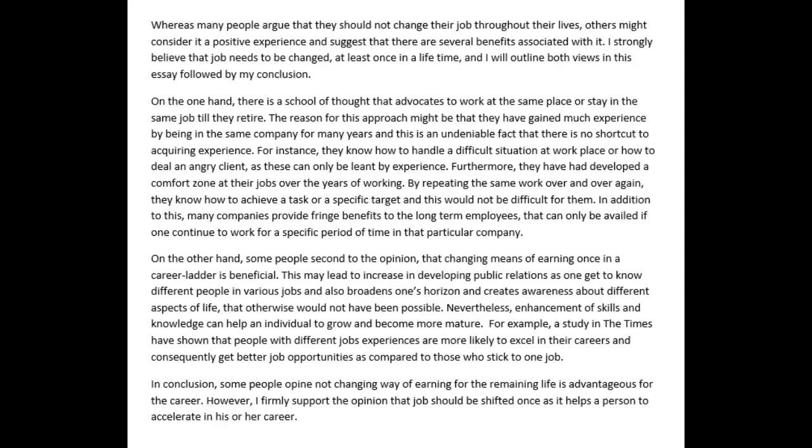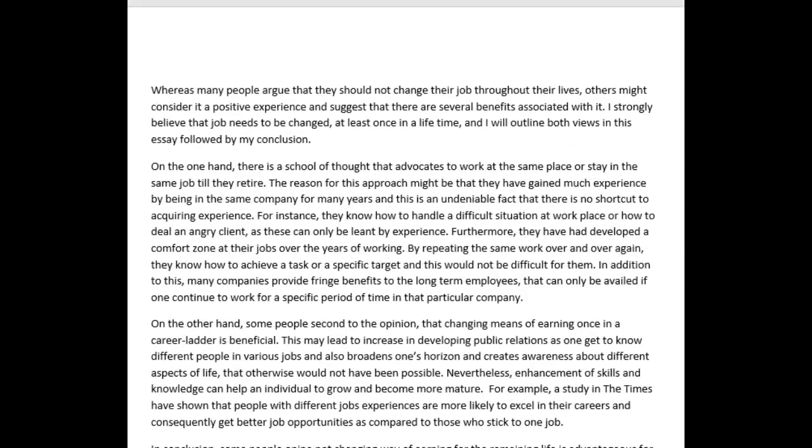Whereas many people argue that they should not change their job throughout their lives, others might consider it a positive experience and suggest that there are several benefits associated with it. I strongly believe that jobs need to be changed at least once in a lifetime and I will outline both views in this essay, followed by my conclusion. Okay, that's all right.